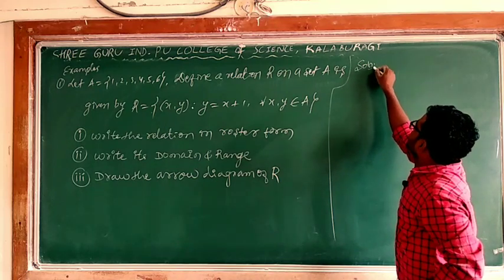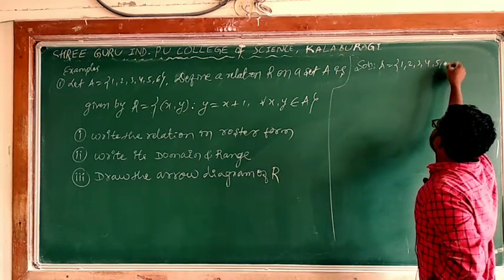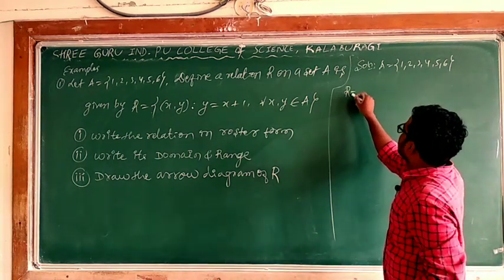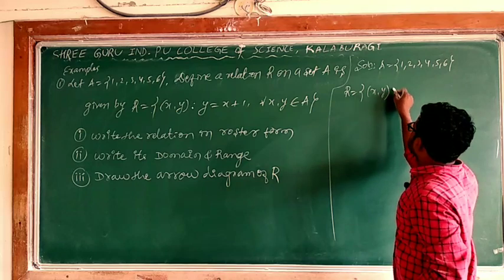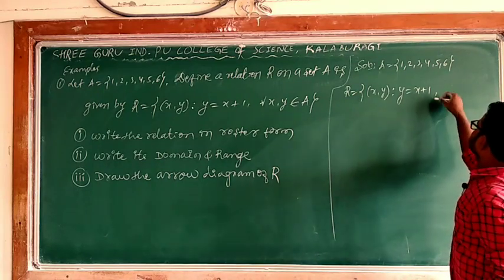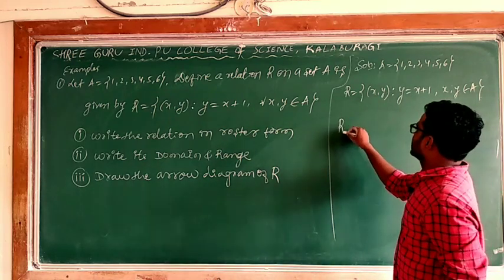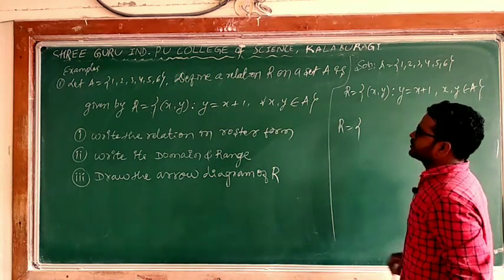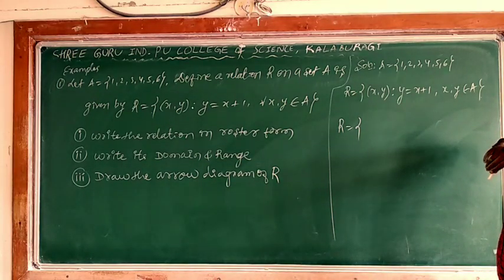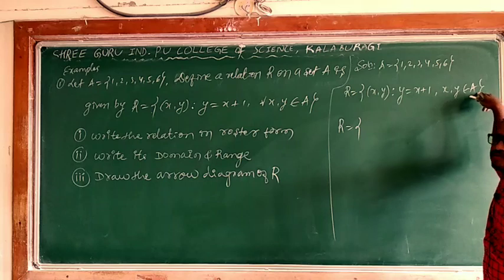What are the given things here? A is equal to 1, 2, 3, 4, 5, 6. What is the given relation here? R is equal to x comma y such that y is equal to x plus 1, where x comma y belongs to capital A. Can I find this out? R is equal to x comma y, where y is equal to x plus 1. What is x? X is the elements of set A.